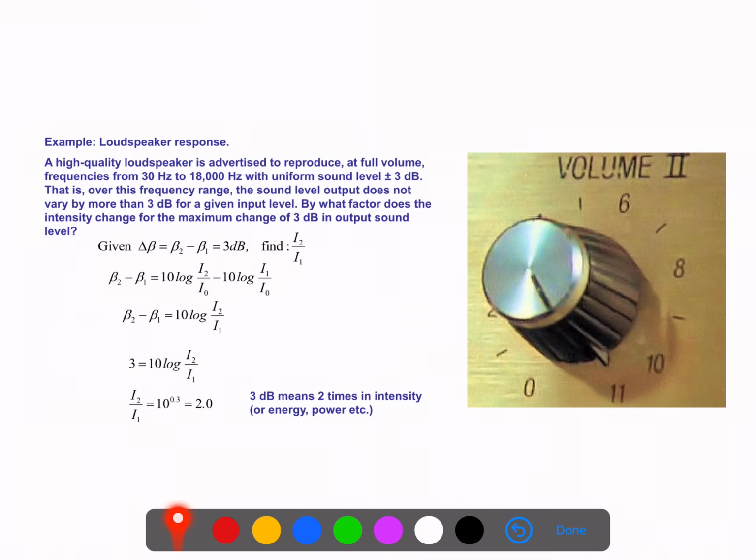We can also examine this equation as it relates to, say, a loudspeaker system. And let's say, for example, that the loudspeaker system is advertised as having a uniform sound level plus or minus 3 decibels. What does that amount to in terms of a ratio of intensities? What does that 3 decibel difference mean? So when we subtract these 3 decibels and then we perform this undoing of the log, we will see that this amounts to the 3 decibel difference being 2 times the intensity of the other sound.